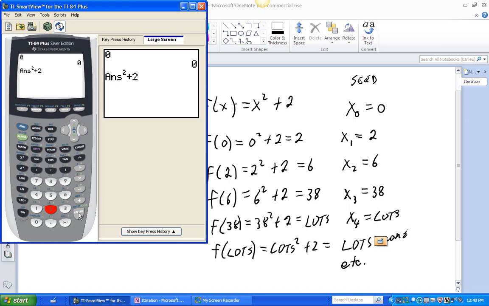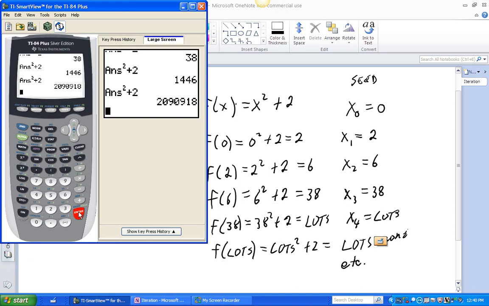Our previous answer was 0, so answer squared plus 2 is, hitting enter, 2. But hit enter again, remember it's the last equation, which is answer squared plus 2, so we'll take 2 squared plus 2 and give me 6. Then it'll give me 6 squared plus 2, which is 38. 38 squared plus 2, which is 1,446, what we called lots when we did it by hand. And then we square that and add 2, and you can see this is getting big. This is diverging very quickly.